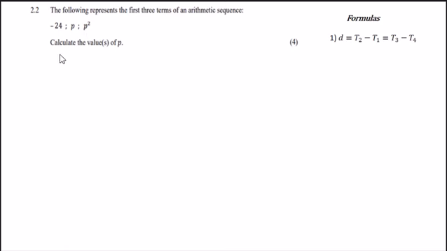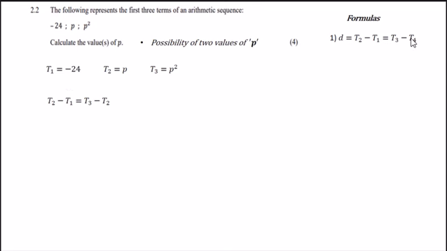So term number 1 is minus 24, term number 2 is p, and term number 3 is p squared. The question says calculate the value or values of p. Since we have this squared term here, we know very well that there is a possibility of us finding two values of p. So this is our equation.